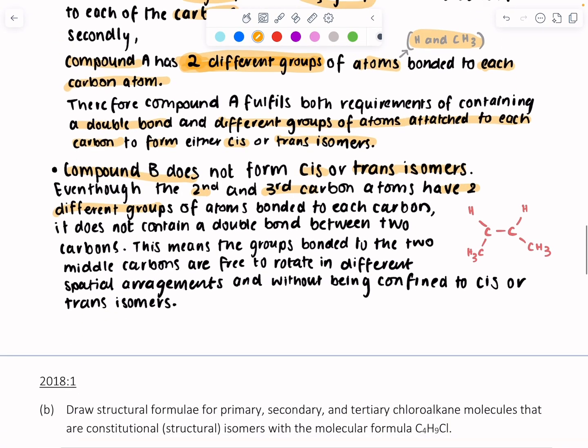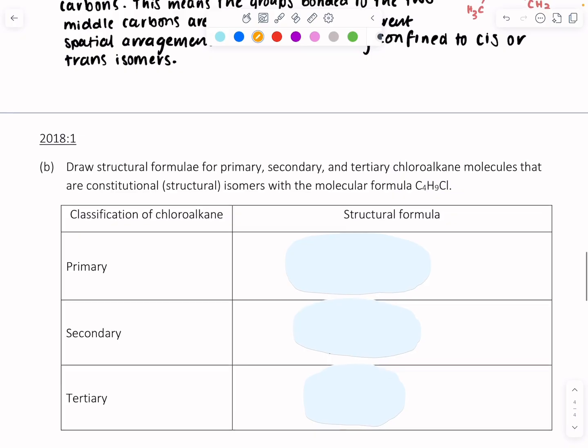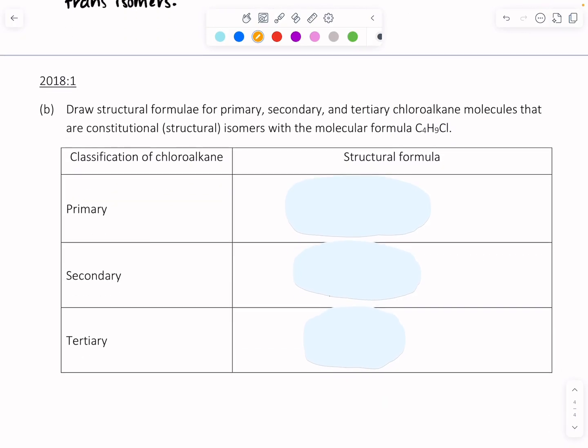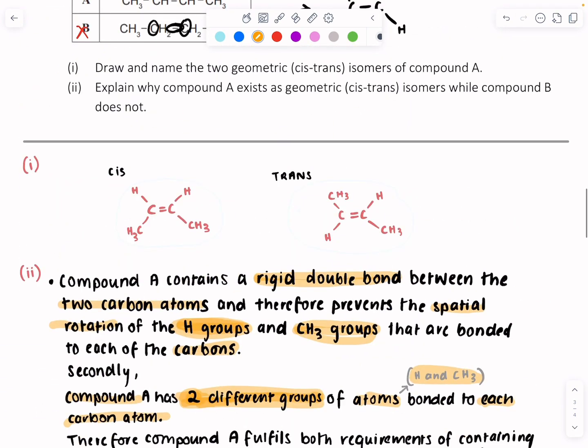All right, next question. I'm pretty sure this is the last one that I have for us today. And so 2018, look at that. We're asked to draw the different isomers, specifically structural isomers of this molecule here. Okay, and so can you see how structural isomers are always to do with primary, secondary, and tertiary, and geometric isomers are to do with cis and trans?